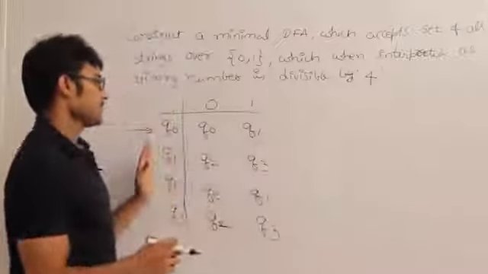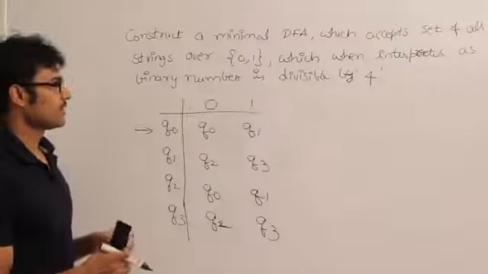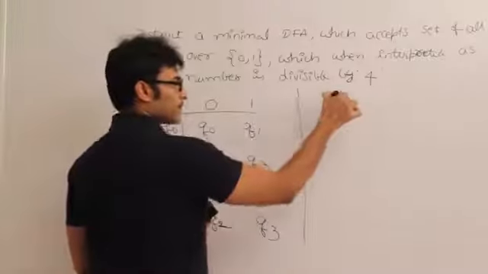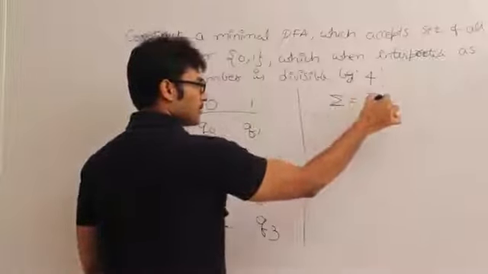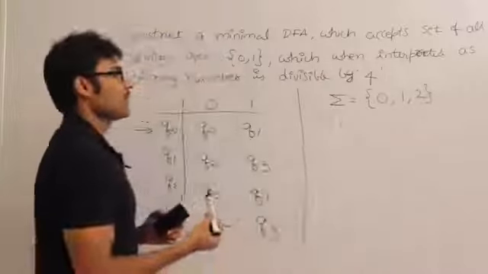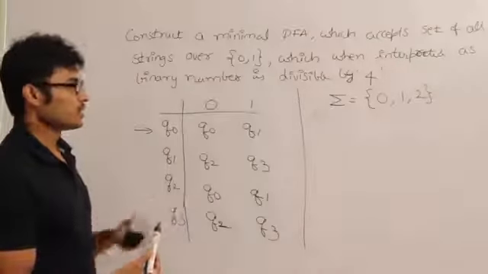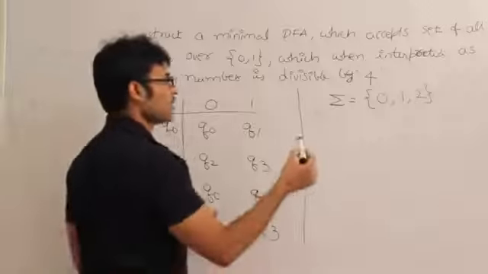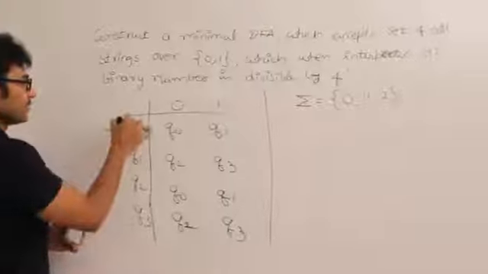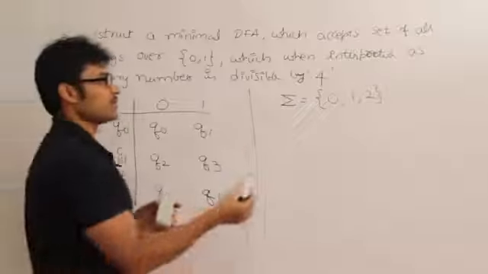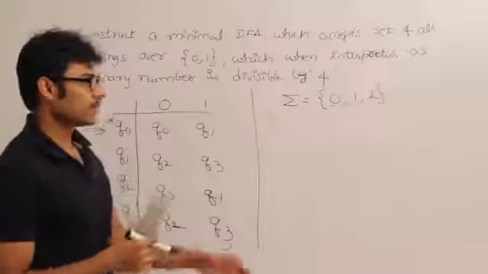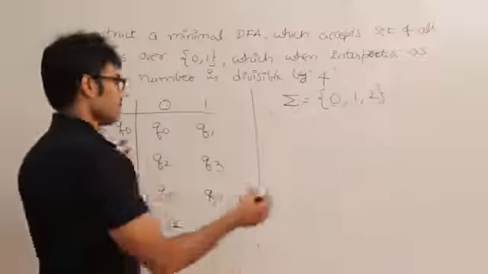Now let's extend this same method for ternary numbers. Ternary numbers means the alphabet is 0, 1, 2, and now let us say the number has to be divisible by 4 itself. So instead of going with the ordinary method, you can choose this method. Here the final state is Q0. They have given you ternary numbers and they are asking the same question. You can follow the same method.